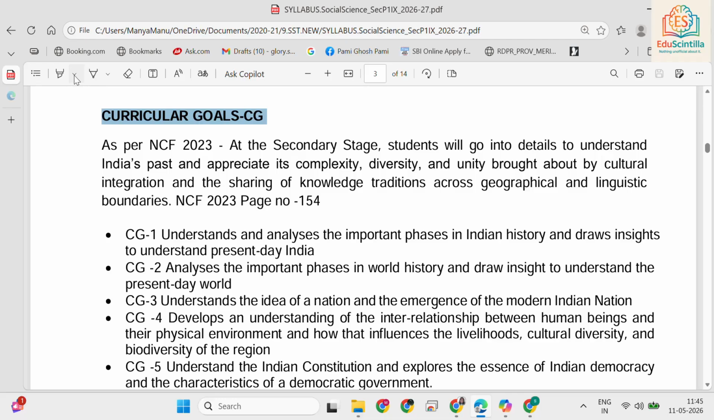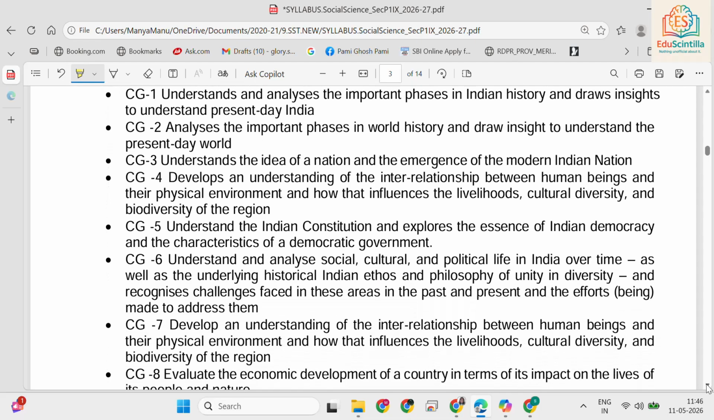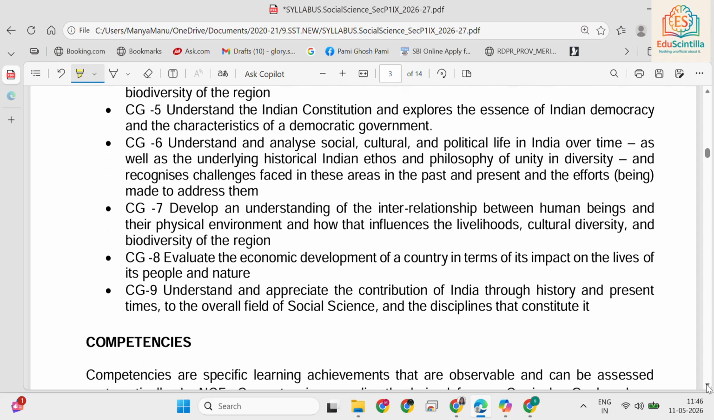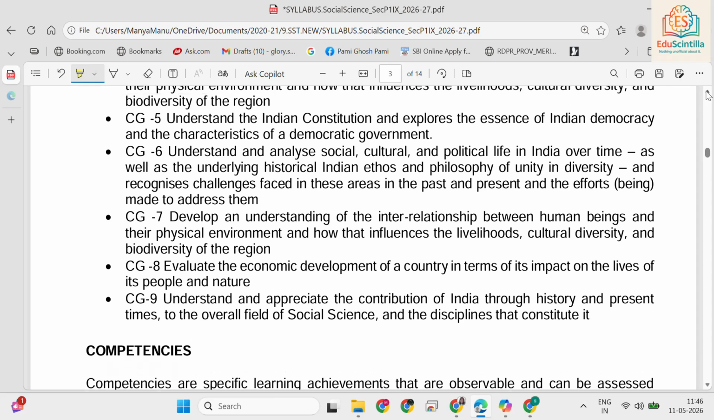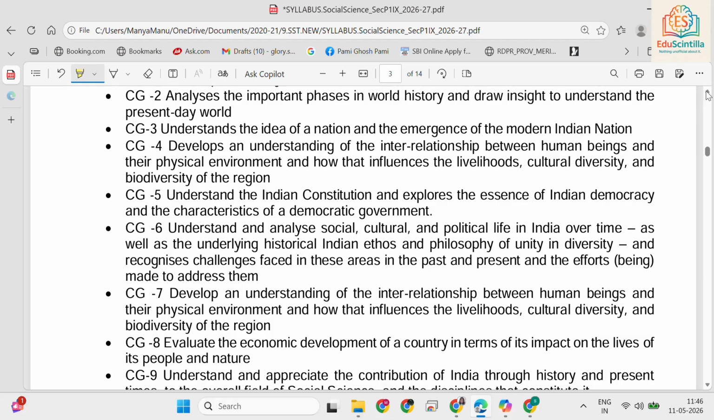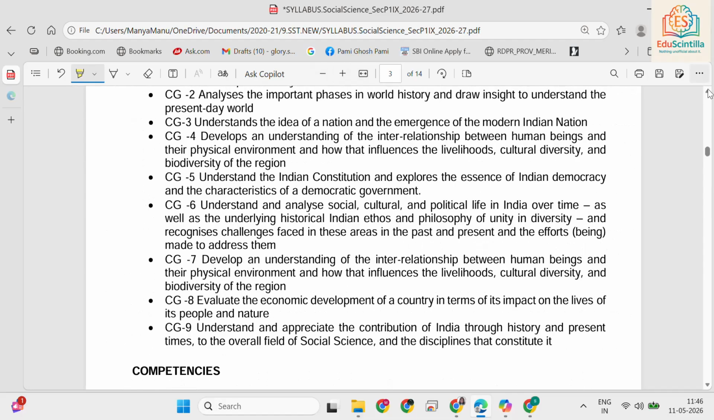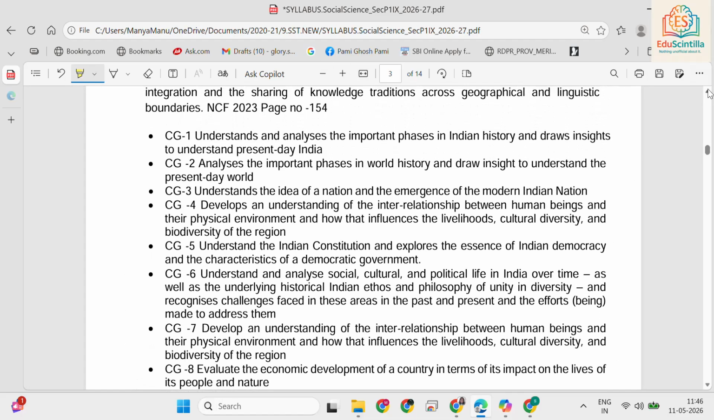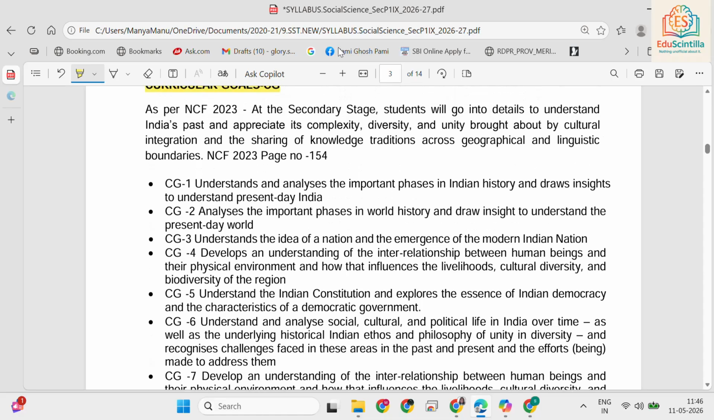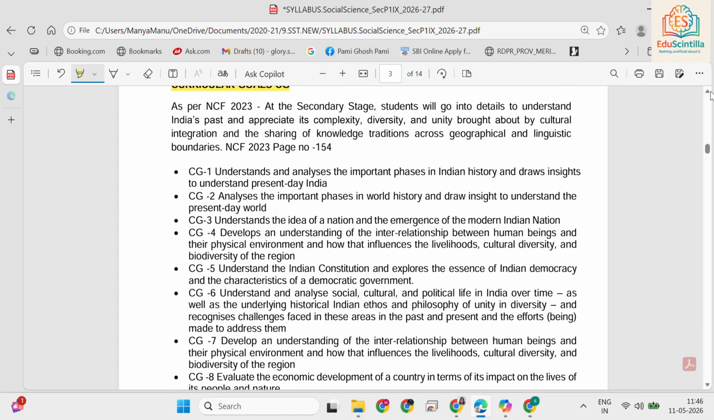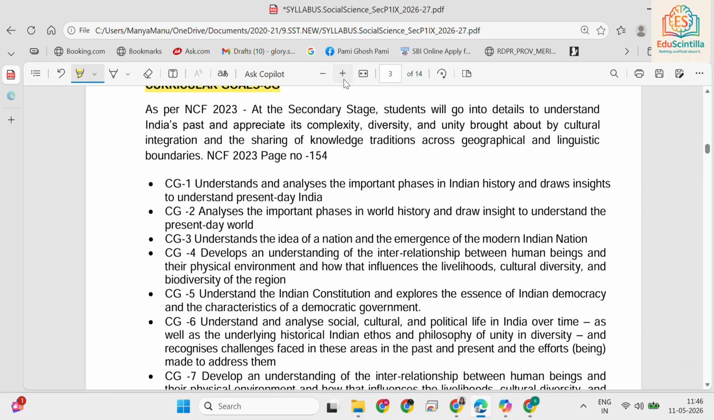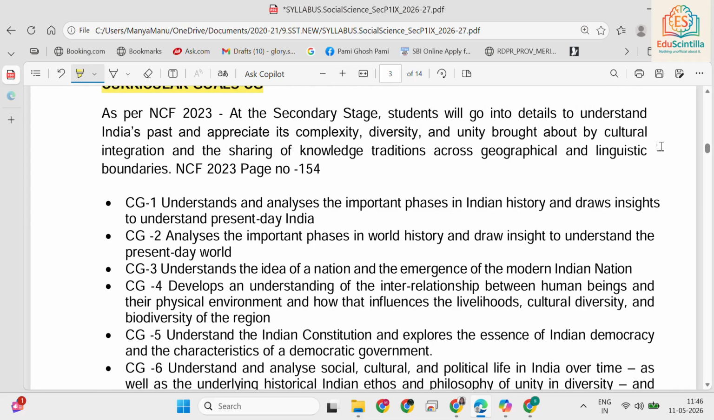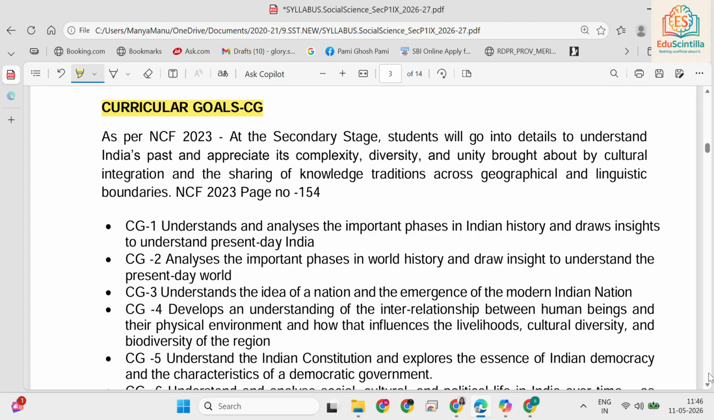Curriculum goals are the basic learning aims set for students at a particular stage of education. So they describe what the curriculum wants students to achieve overall. For example, understanding India's past, appreciating democracy, or analyzing the relationship between humans and the environment. Think of them as the destination of the learning journey. So you can see the list of curriculum goals over here. Go through it in detail, to see what you will be achieving at the end of this academic year.